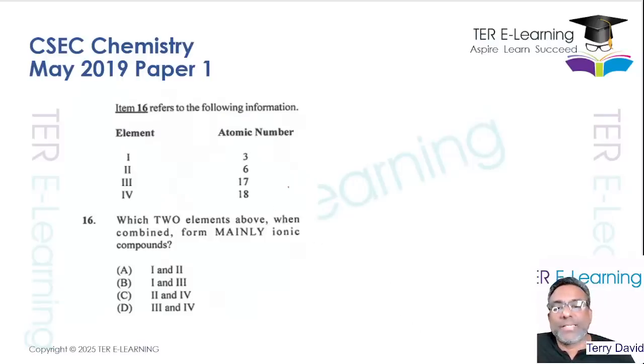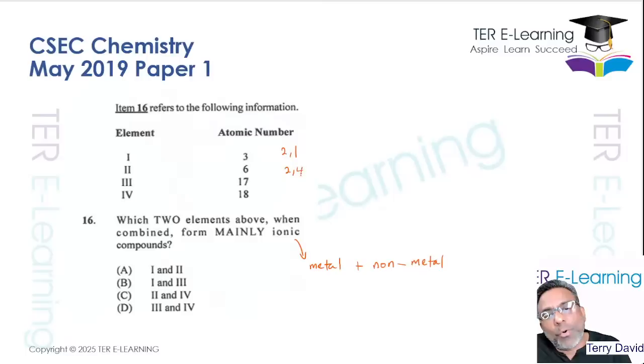Okay, so people saying the answer is B. So you want to form an ionic compound. So you need to react a metal plus a non-metal in order for you to get an ionic compound. So what we need to do, we need to write out the electronic configuration for each of these here. So this is 2,1, this is 2,4, this is 2,8,7. This here is 2,8,8.